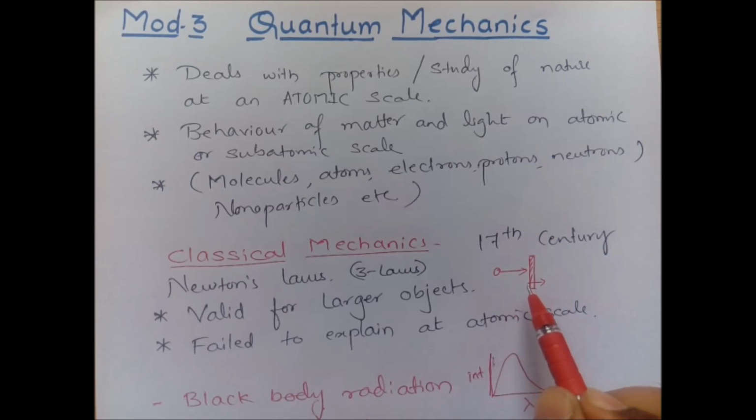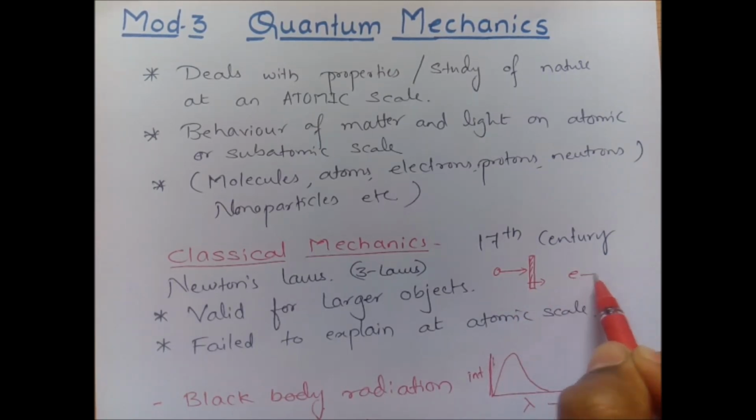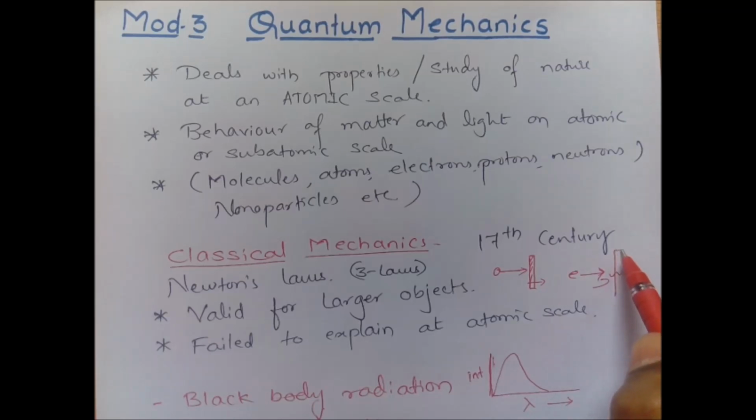This will not happen to an electron. If I take an electron, and it hits some potential, which we call a potential barrier, it will not come back like this. If it has sufficient energy, it will go beyond the barrier. This is called tunneling. These things start happening at atomic or subatomic scales. This was not explained by the three laws of classical mechanics.